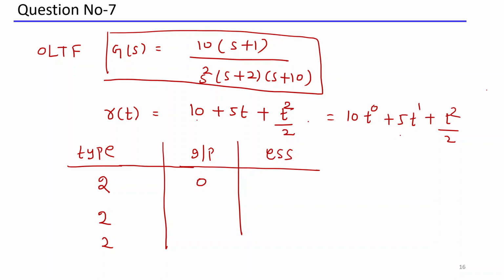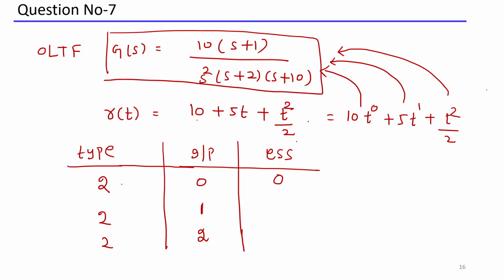If you take 5t, that is t to the power 1, so the input is 1. When it is t to the power 2, the input is 2. I'm taking each one individually and calculating the response. When the type is greater than the input, your answer will be 0.